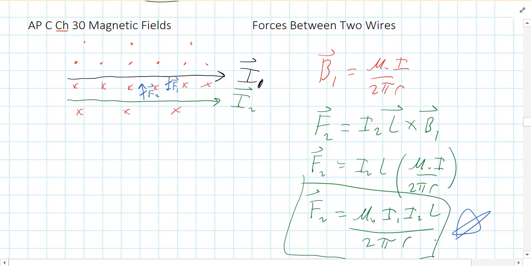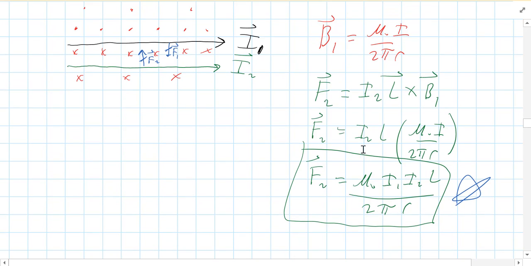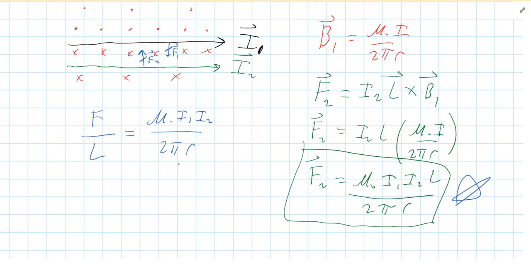Now, something else you might notice in some textbooks is they'll take this equation, divide both sides by L. So they'll say the force per length equals, and then you've got everything else in there, mu naught I1, I2 over 2 pi r. So they might say how many newtons per meter will the wires experience, how much force, okay? Now, a quick note about this.